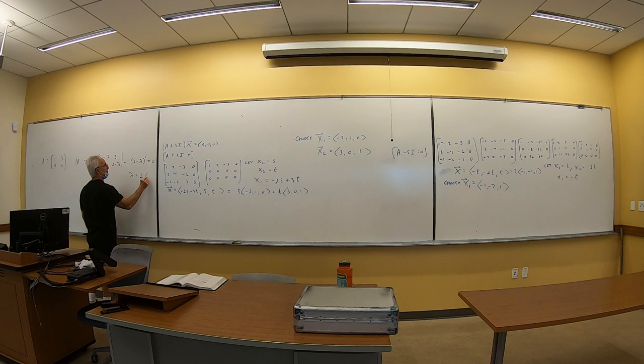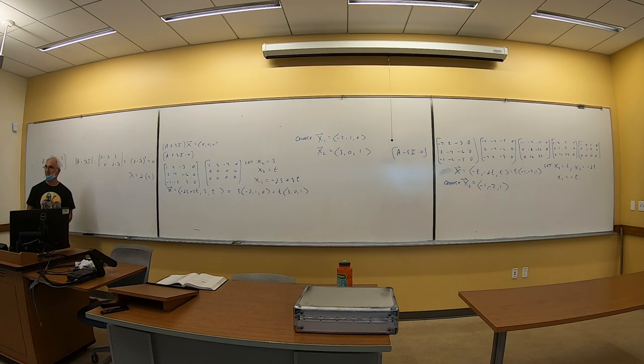So lambda equals 2 with multiplicity 2. Piece of cake. All right. So now let's do A minus 2I augmented with zeros. Please do this the way I'm showing you. Don't come up with an alternate version.